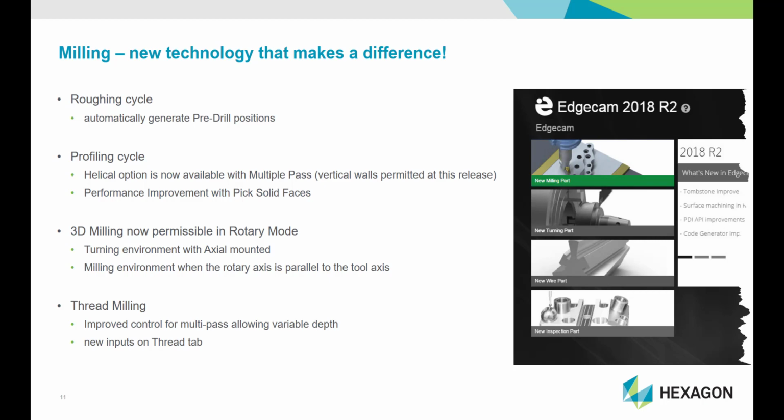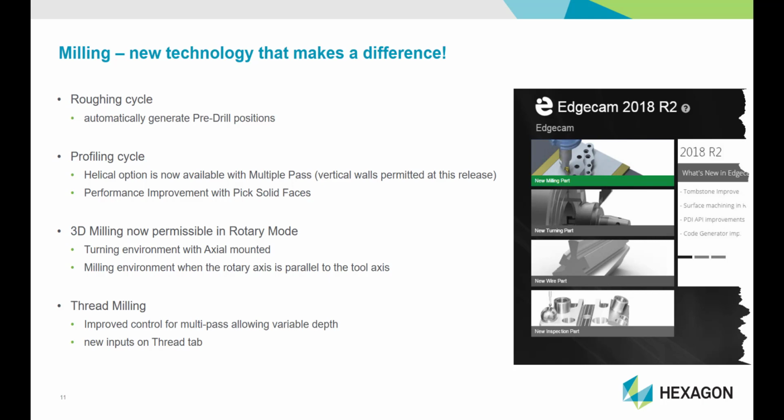A few things to point out on the mill side. The roughing cycle now has ability to automatically generate pre-drill positions. This is a really big deal and will help immensely for users that do have pre-drill applications. With the waveform technology that many of you are familiar with, we don't rely on pre-drill locations as much as we might have, let's say, a decade ago.